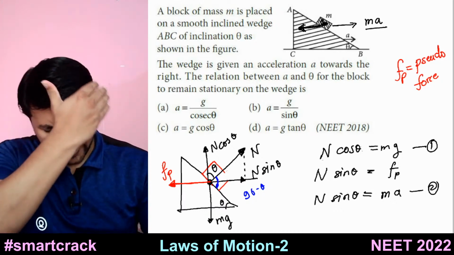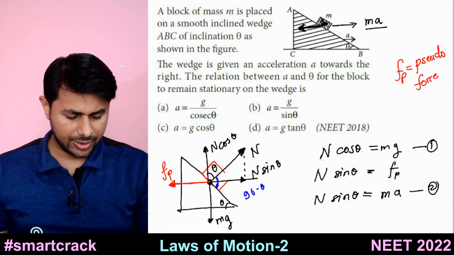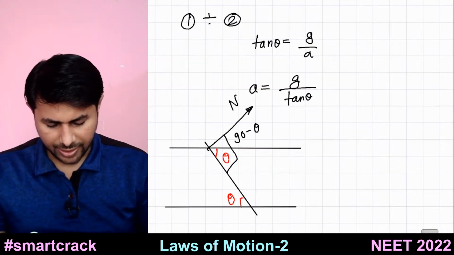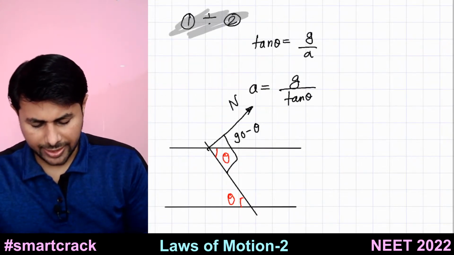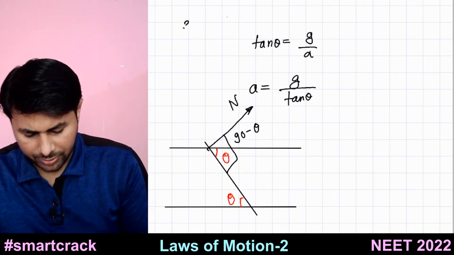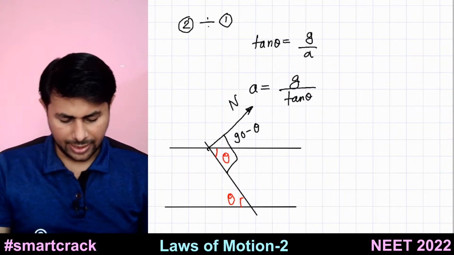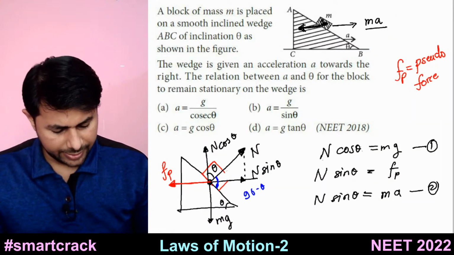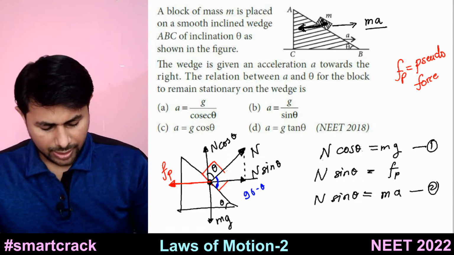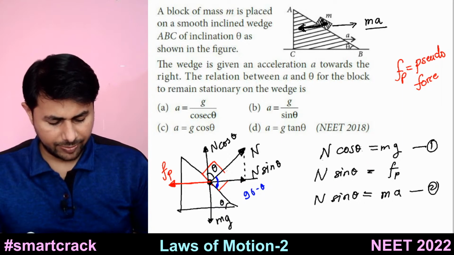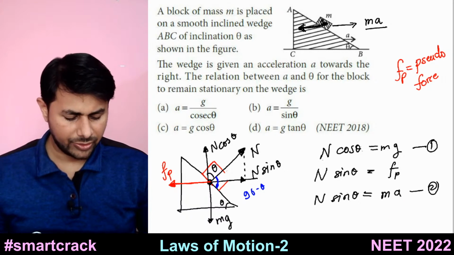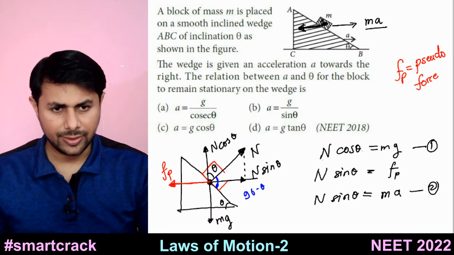All right, and then if you divide first by second, now I will divide second by first. So what do I get? Because there is tan theta in the options, I will do second divided by first, and what I get is tan theta should be equal to what? So if I divide this by this, on left hand side you have n sin theta upon n cos theta, and on right hand side you have ma upon mg.